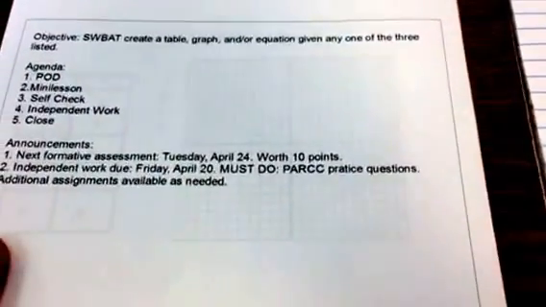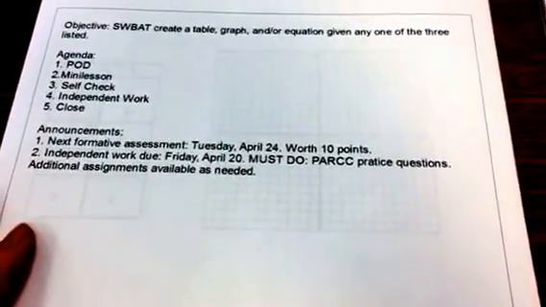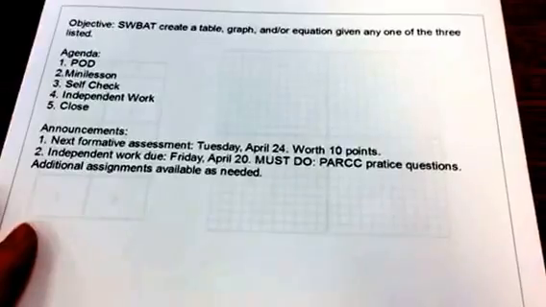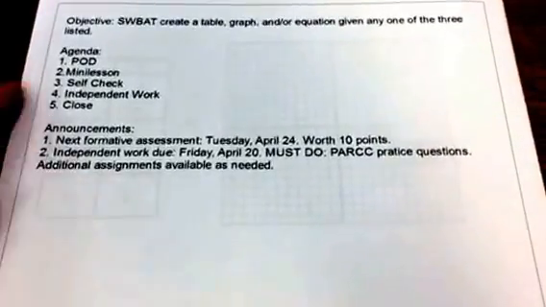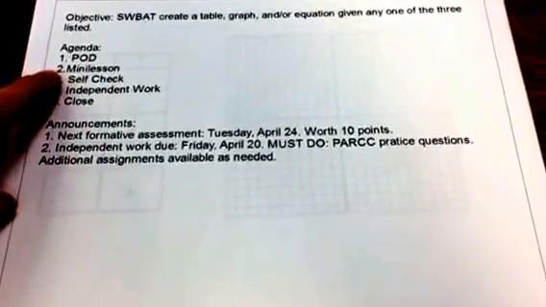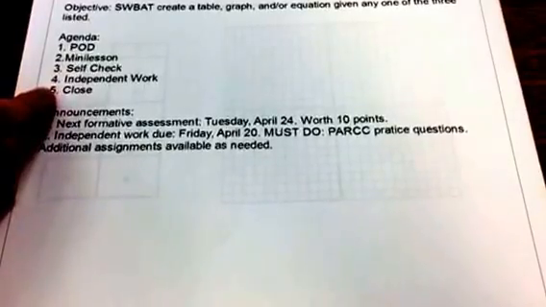So today we are going to create a table, graph, and or equation giving any one of these 3 items. So we're going to do problem of the day, which we did. We're going to have a mini lesson. We're going to do self-check, independent work, and then close.